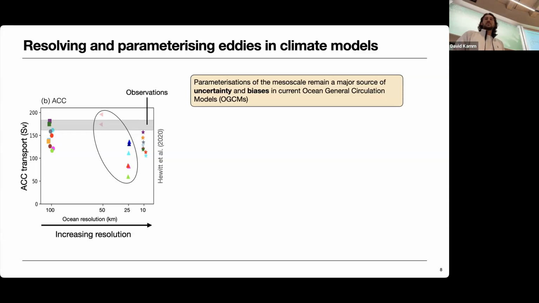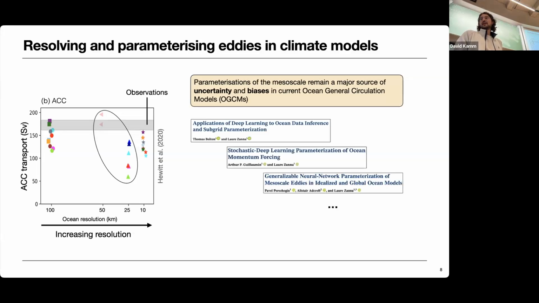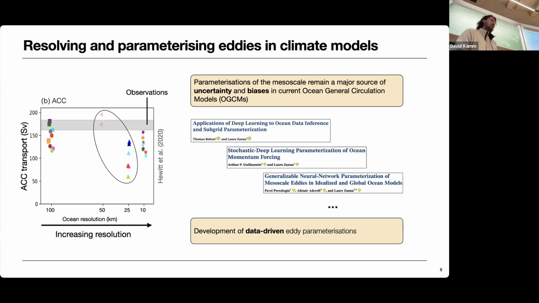And this has been acknowledged, and there are many groups working on this issue. In the last years, there have been more and more publications that target this issue using data-driven methods to try and learn these parameterizations from data. And this is what I want to show you in the last introductory slide: how can this work?